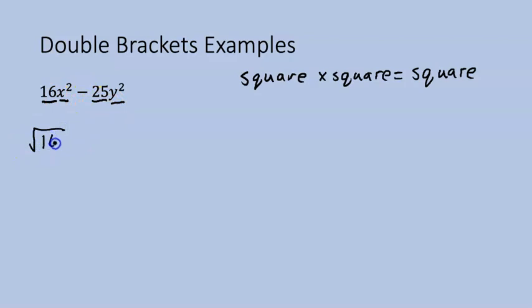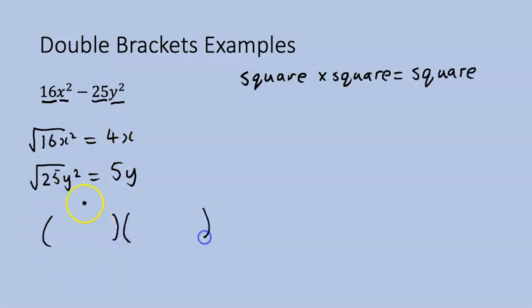So the square root of 16x squared is 4x. Square root of 25y squared is 5y. So I'm going to write my brackets. 4x goes on the left because it's the positive one. 5y goes on the right because it's negative. Then plus and minus. And that's what you have to do for that one.